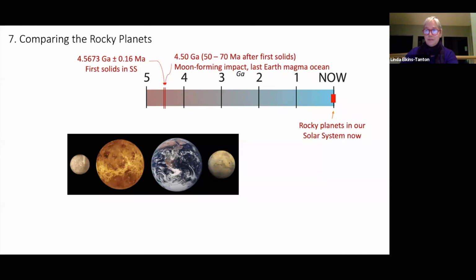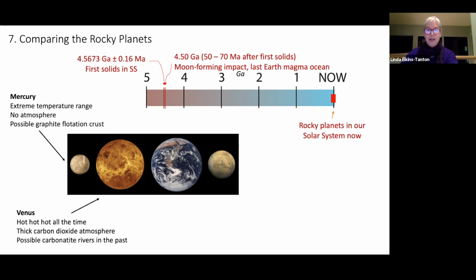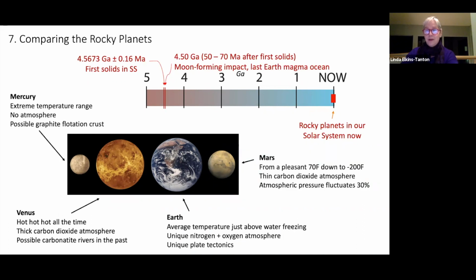So finally, that is a lightning comparison of the inner solar system. Mercury has an extreme temperature range, no atmosphere, possible graphite flotation crust. Venus is hot, hot, hot all the time, thick carbon dioxide atmosphere, possible carbonatite rivers in the past. Earth's average temperature is just above water freezing. It has this unique nitrogen and oxygen atmosphere and unique plate tectonics. And Mars, from a pleasant 70 degrees Fahrenheit down to negative 200 with a thin carbon dioxide atmosphere that fluctuates by 30%. It's a lightning comparison of the inner solar system's rocky planets.